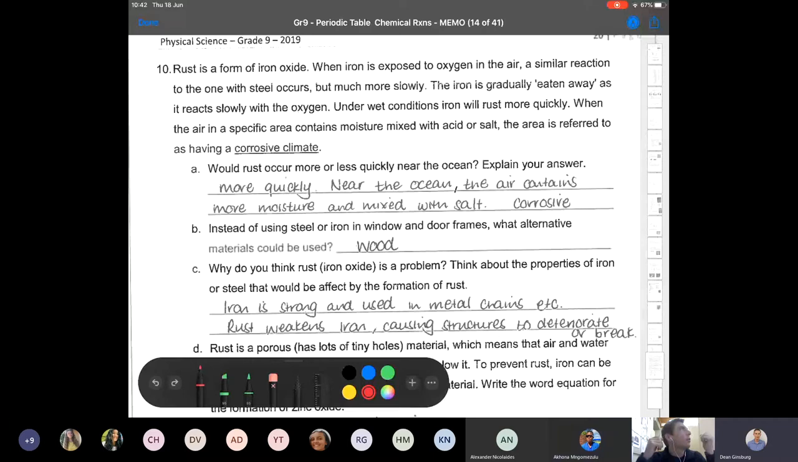you guys remember seeing the smoke machine in my study the last time when I was teaching you guys. Did you see it? A corner? Yes. Okay, so that was a humidifier that I had to add moisture to the air because the Joburg area is so dry. Okay, so you're right. So it happens more quickly because, like you said, near the ocean, the air's got more moisture and it's mixed with salt. Therefore, it's a corrosive climate.